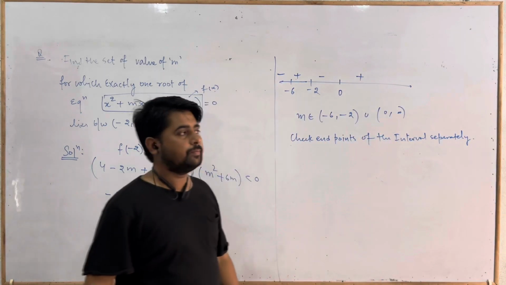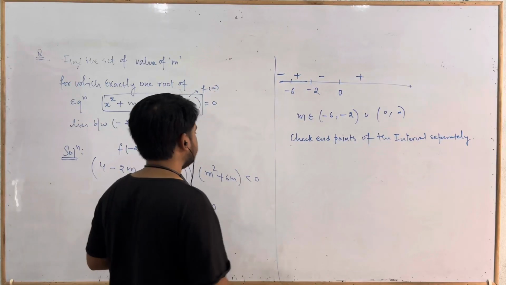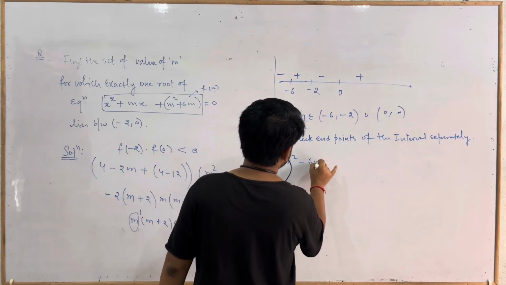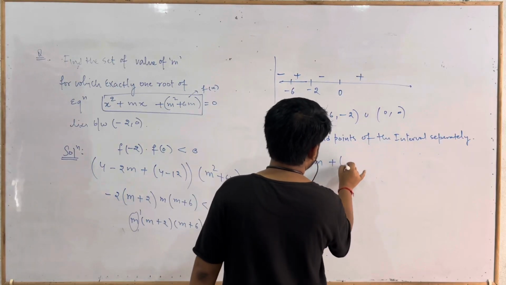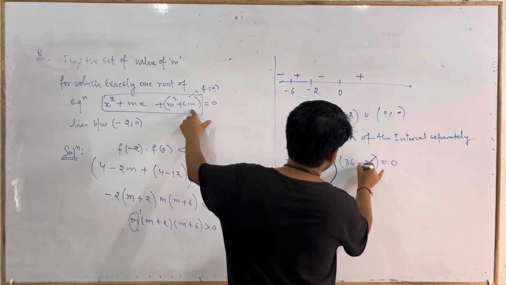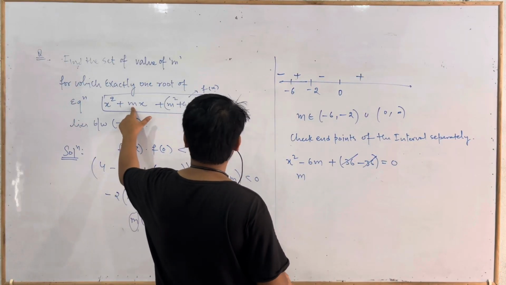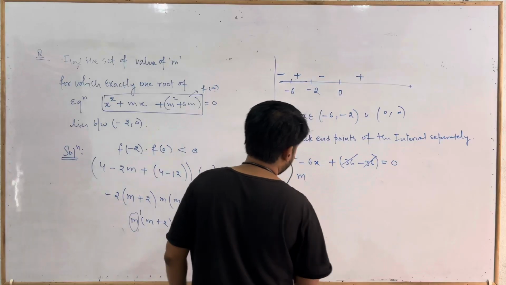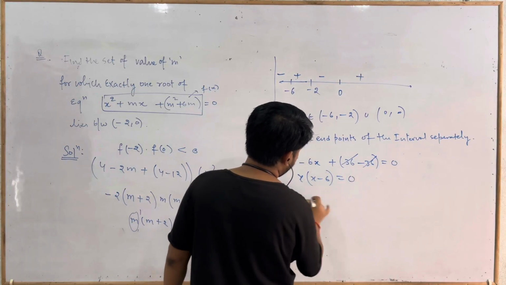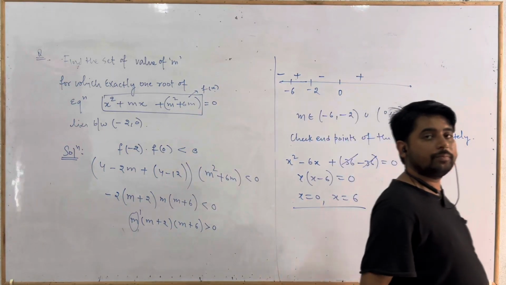What is the meaning of this? So for m equal to minus 6, I will put m equal to minus 6 here. So this is 36x square plus minus 6m plus 36 minus 36 equal to 0. 36 will be cancelled out. What is the value of m here? m is minus 6. So this is x. If I take x common here, x minus 6 equal to 0. So I am getting x equal to 0 and x equal to 6, right?